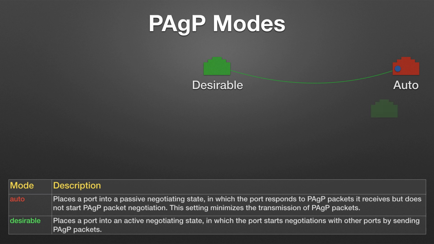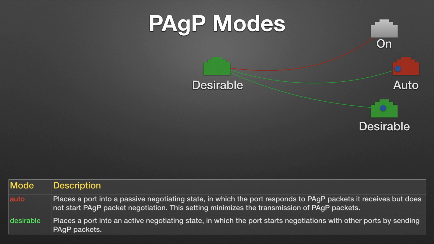Desirable places a port into an active negotiating state, in which the port starts negotiations with other ports by sending PAgP packets. Switch ports exchange PAgP packets only with partner ports configured in the auto or desirable modes. Ports configured in the on mode do not exchange PAgP packets.